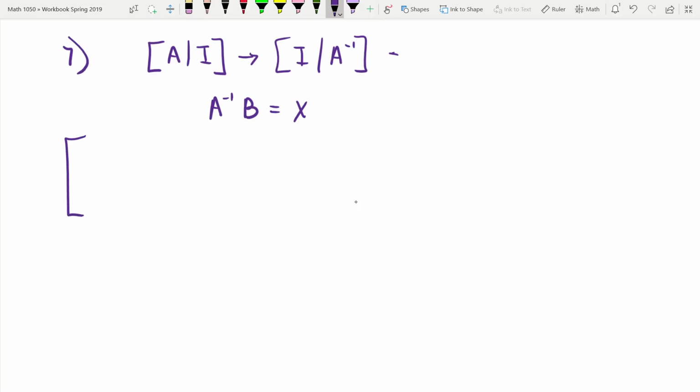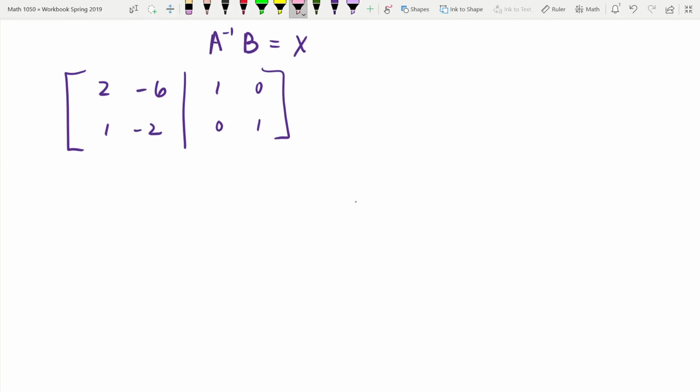So matrix A is right here. 2, negative 6, 1, negative 2. The right side is the identity. And now I need to turn the left side into the identity. So guys, the first thing I'm supposed to do is to get a 1 right there. So to get a 1, I could divide by 2, but dividing by 2 is going to make a fraction because of that right there.